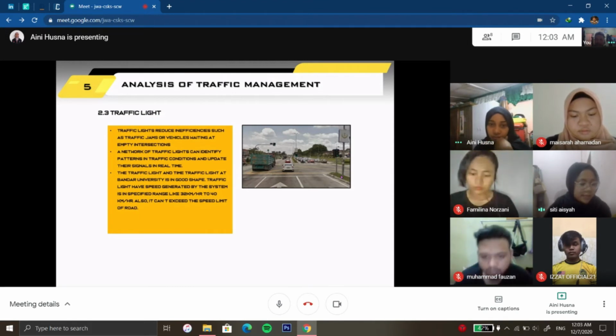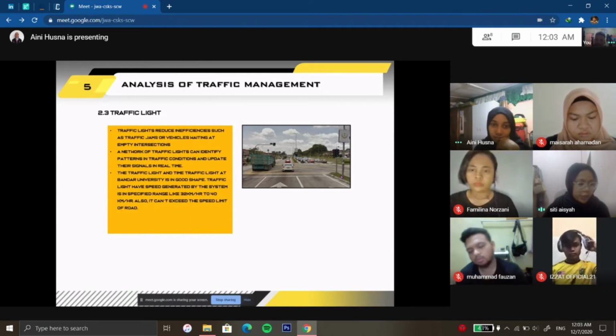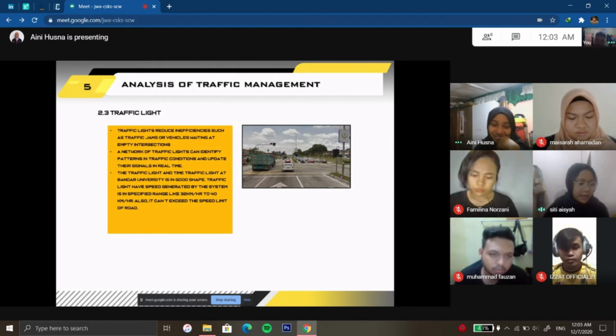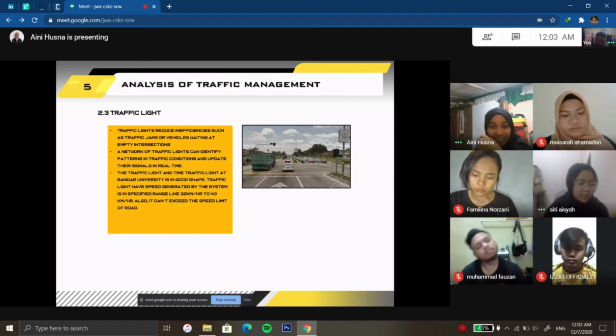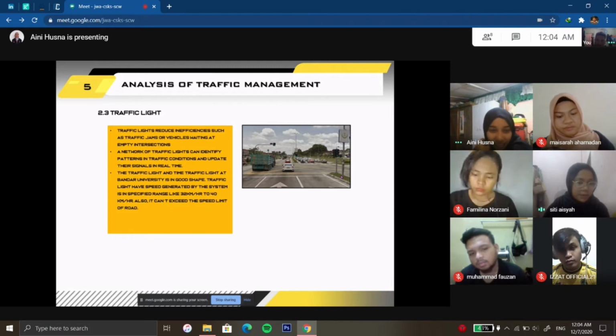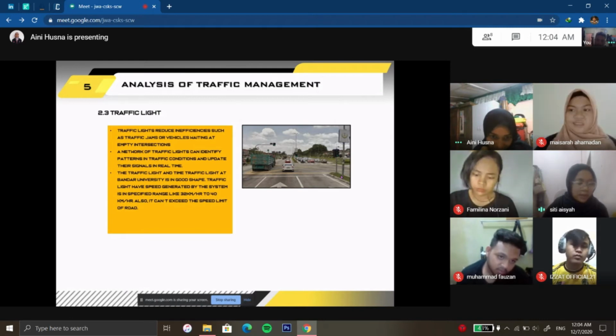Analysis for traffic light. Traffic light rule unification shows us traffic jams and vehicles waiting at empty intersections. A new type of traffic light can identify patterns in traffic conditions and update the signage in real time. The traffic light and timing at Bandar University are in good shape. Traffic lights have speed generation by the system in a specific range, like 32 km per hour to 40 km per hour. Also, it can adjust the speed limit of the route.